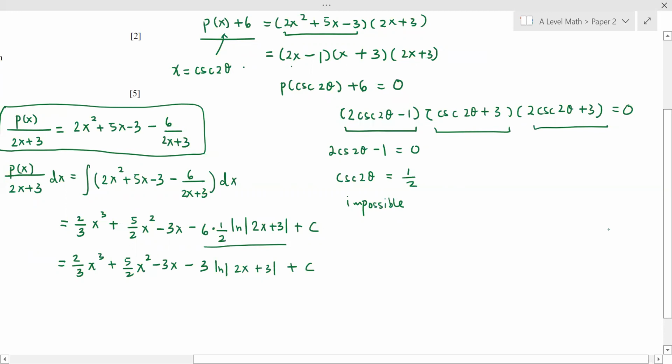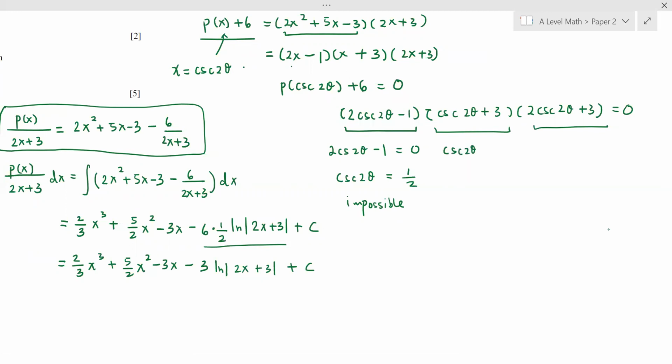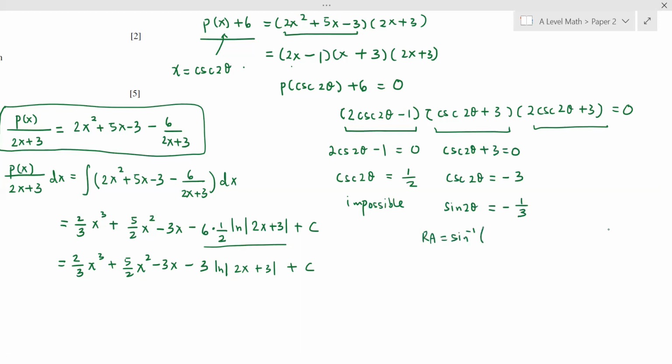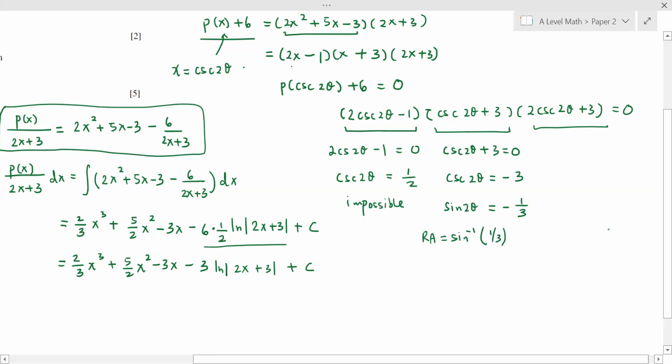Second linear factor, we have cosecant 2 theta plus 3 equals 0. Cosecant 2 theta is negative 3. Cosecant is the reciprocal of sine. We have sine 2 theta equals negative 1 over 3. Now, we need to find the reference angle. So we find the inverse sine of 1 over 3 for the reference angle, and that is 19.47 degrees.